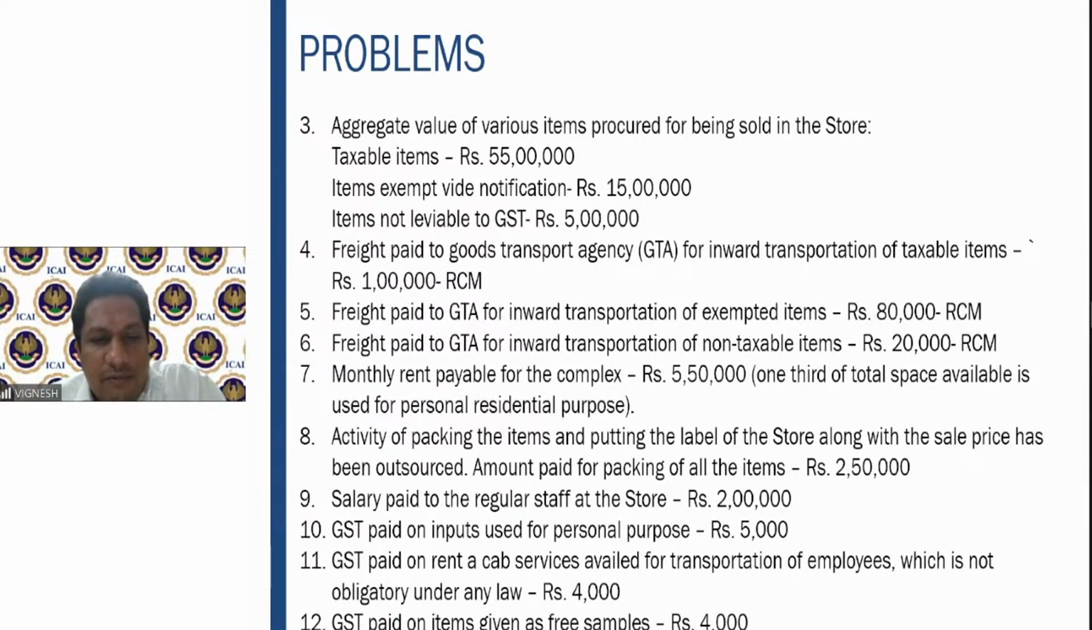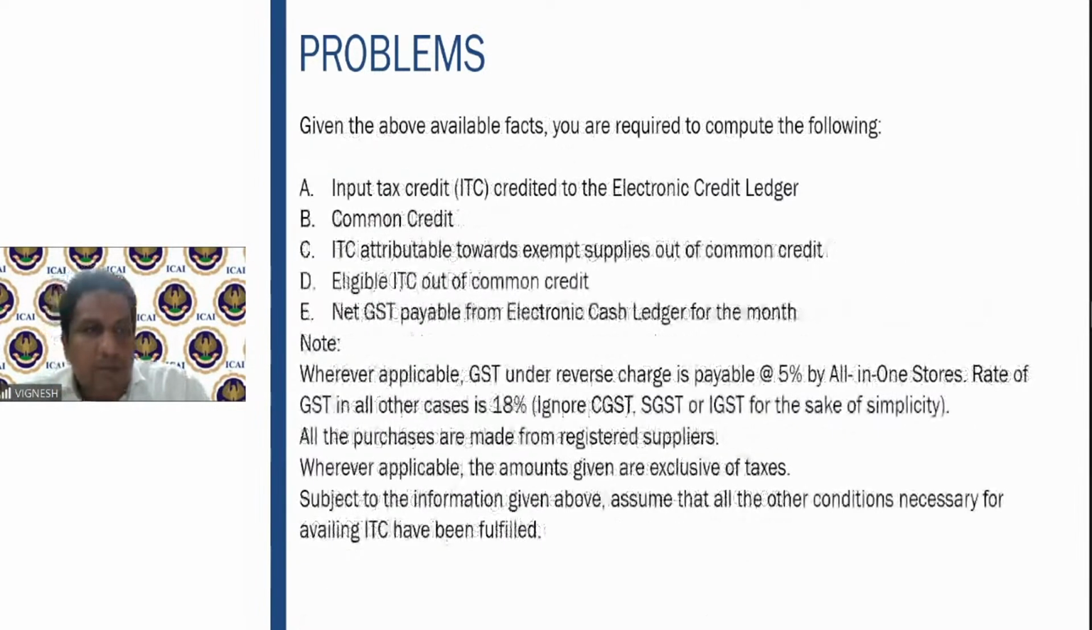Salary paid to the regular staff 2 lakhs. GST paid on inputs used for personal purpose 5,000. GST paid on rent-a-cab services availed for transportation of employees, which is not obligatory under any law, 4,000. GST on items given as free samples is 4,000. So, an exhaustive problem. You are required to compute the following. Number one, ITC credited to the electronic credit ledger, common input tax credit, ITC attributable towards exempt output out of common credit, eligible ITC out of common credit, net GST payable.